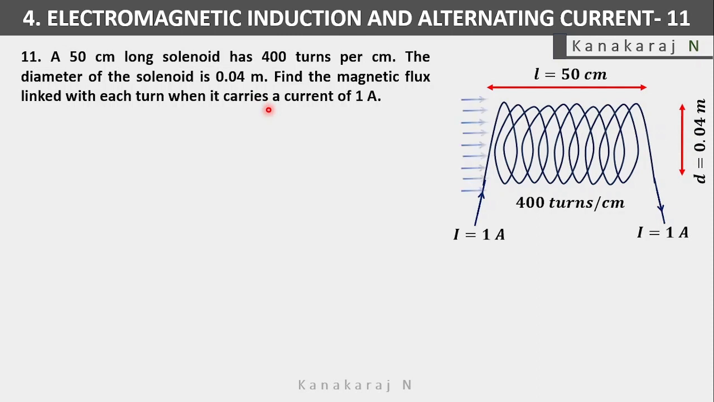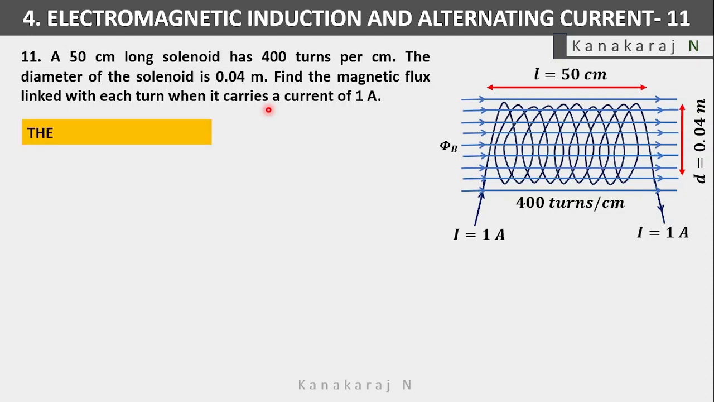Now let us go for the flux. This is the flux produced by the current in the coil. We need to find the total flux by the solenoid. Next, we have to find the flux per turn of the solenoid. Next, we have to go with the formula.